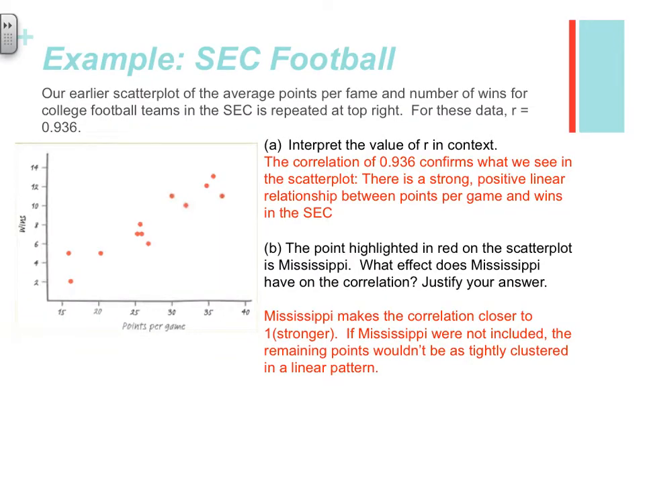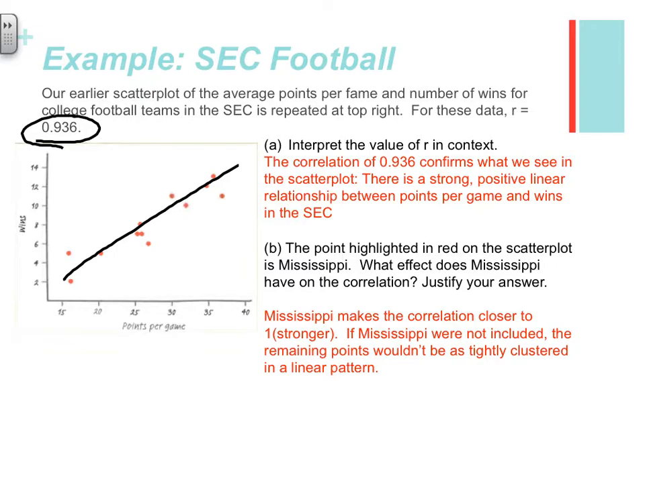So here's that scatterplot of SEC football. We already saw the scatterplot, but we haven't really talked much about it. Well, we actually talked a lot about it. We talked about it being a fairly strong positive linear relationship based on the positive direction and not much distance from your points to that linear pattern. So we said it was fairly strong. I'll go on now to tell you that the correlation is 0.936. So this is just going to pretty much confirm what we already saw.